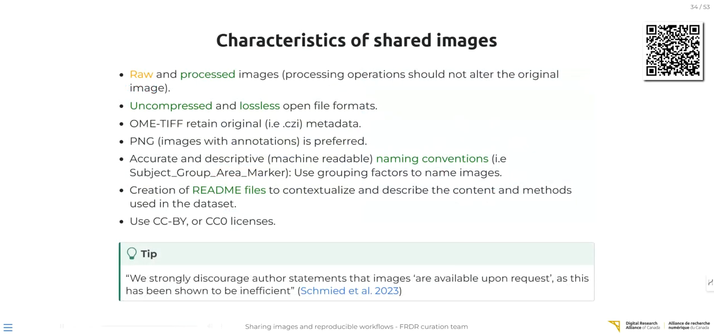When sharing imaging data, quality and transparency are key. Consider the following. Share both raw and processed images, but make sure processing doesn't overwrite or alter the original data. Use uncompressed or lossless open formats like OME-TIFF to retain original metadata. For annotated visuals, PNG is preferred. Always adopt clear, machine-readable naming conventions that reflect grouping factors like subject group, area, marker. Include a README file to describe the dataset and the methods used. Finally, use open licenses such as CC BY or CC0.